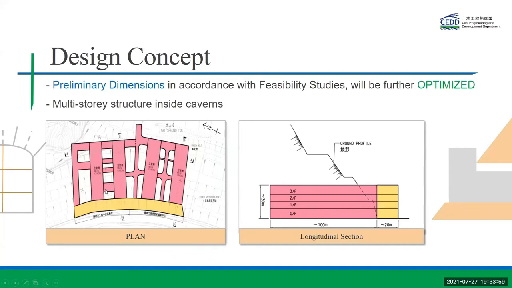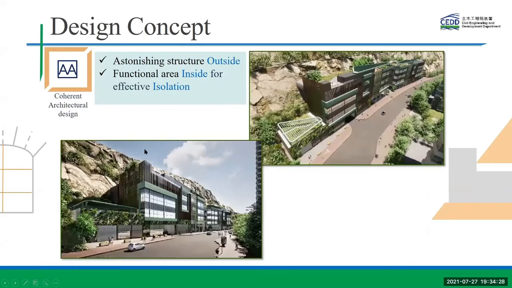In the FS stage, four caverns about 25 to 30 meters span, 30 meters tall, and 100 meters long will be constructed in order to provide NOFA, the net operation floor area, of about 10,000 for each facility. Other than the four main caverns, construction of a network of tunnels and adits in between these caverns is also anticipated. As I mentioned before, there will be an expanded building outside the caverns, while the functional area will be inside the caverns. Let me share with you a short video clip illustrating the design concept of the portal buildings and how it's matched with the adjacent environment.